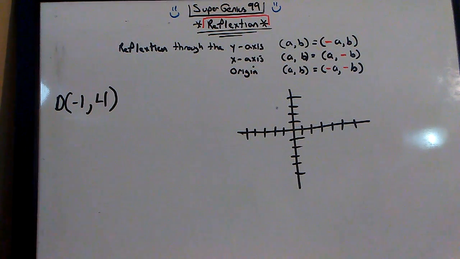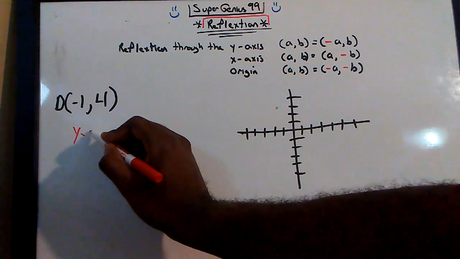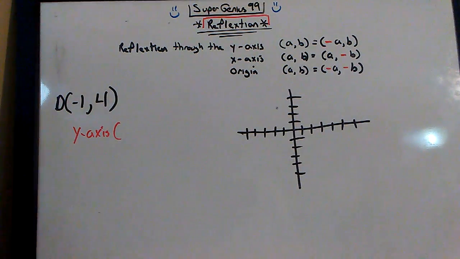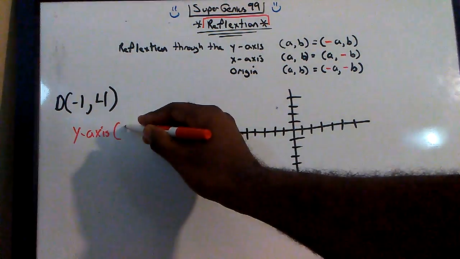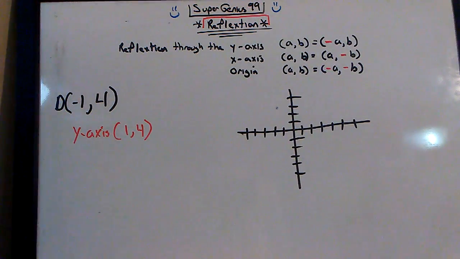Okay, let's try another one. Here we've got the point D equals (-1, 4). We're going to do those same reflections. We're going to reflect across the y-axis. It states to change the x value. So the x value was negative, it'll now be positive: (1, 4).